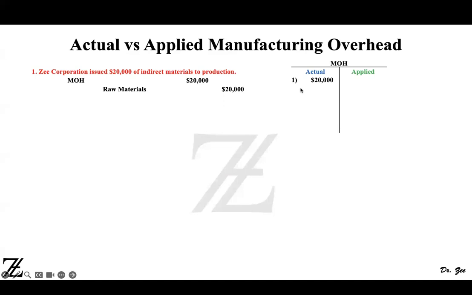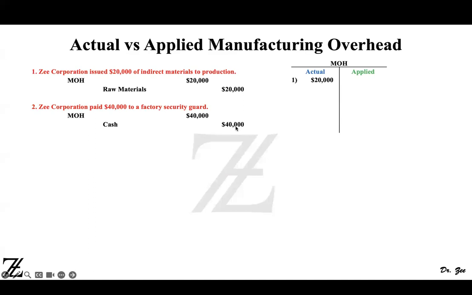All right. The next is Z Corporation paid $40,000 to factory security guard. Now, factory security guard is an indirect labor. So when you incur indirect labor, again, you're going to debit MOH. So MOH is debited by $40,000. And because Z Corporation already paid $40,000, cash is credited.